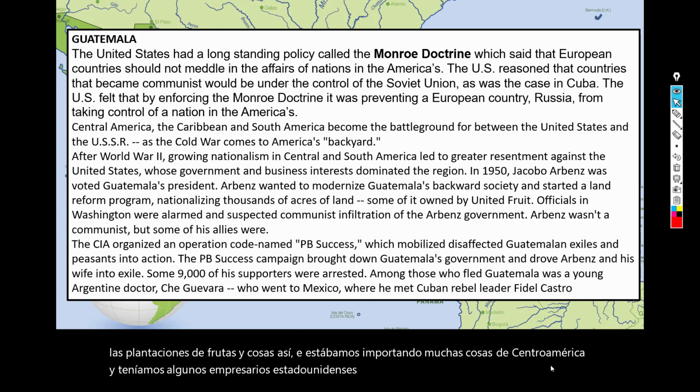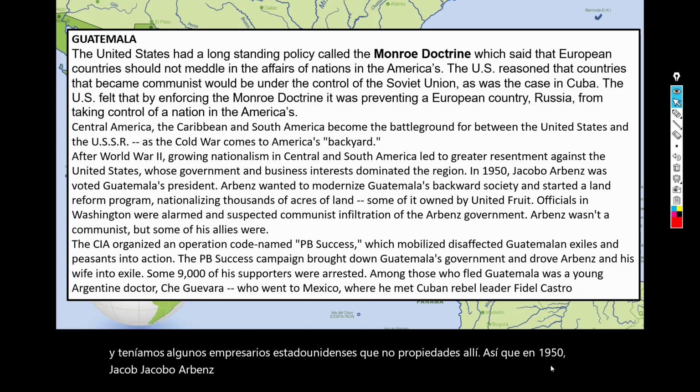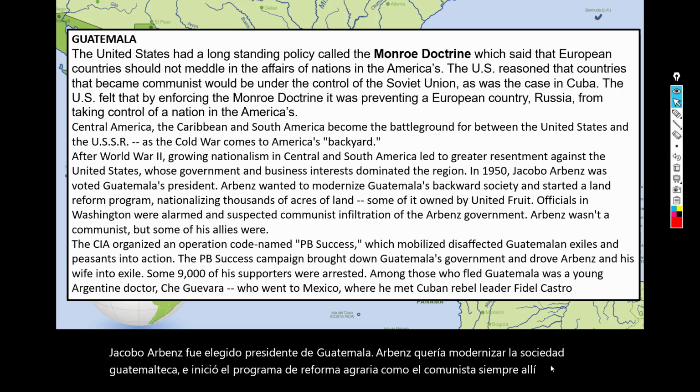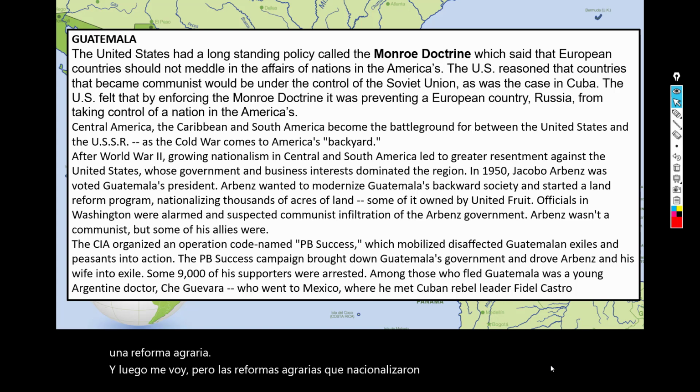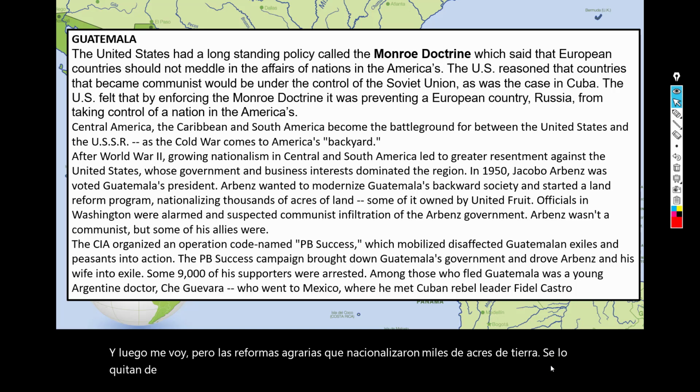So in 1950, Jacobo Arbenz was voted Guatemala's president. Arbenz wanted to modernize Guatemala's backward society, and he started a land reform program, you know, like the communists always do. They have a land reform, right? But land reform means that they nationalize thousands of acres of land. They take it away from private citizens, and some of the private citizens he was taking land away from was owned by the United Fruit Company, an American company.